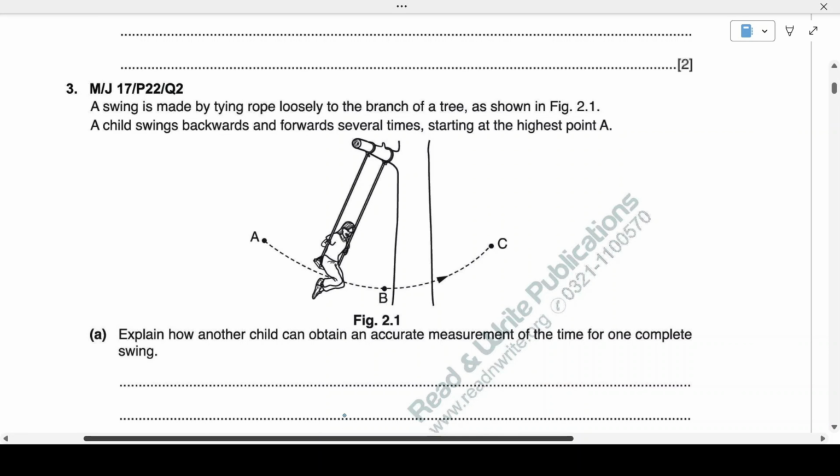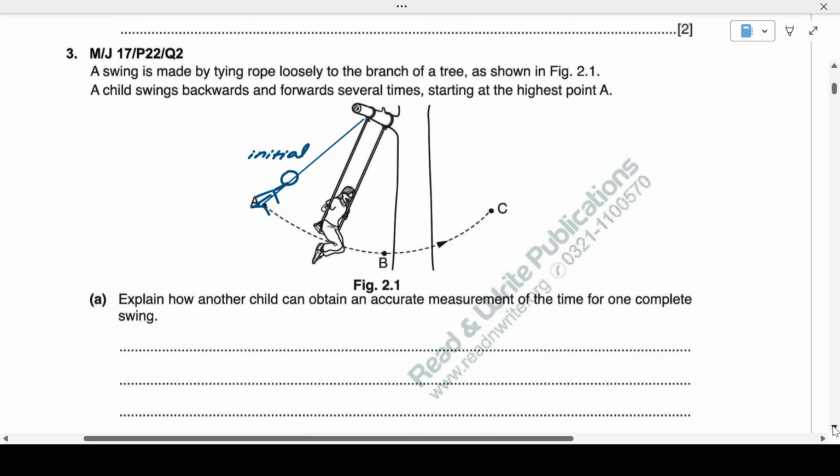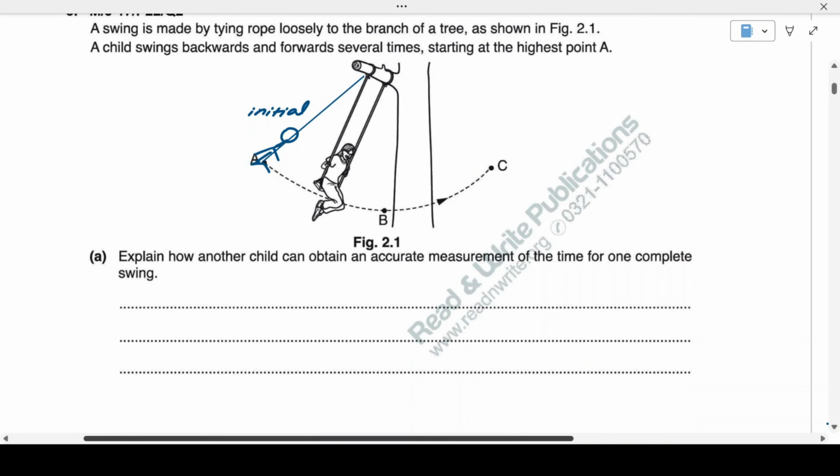All right. A child swings backward and forward several times, starting at the highest point A. So this one was the initial point. Explain how another child can obtain an accurate measurement of the time for one complete oscillation.